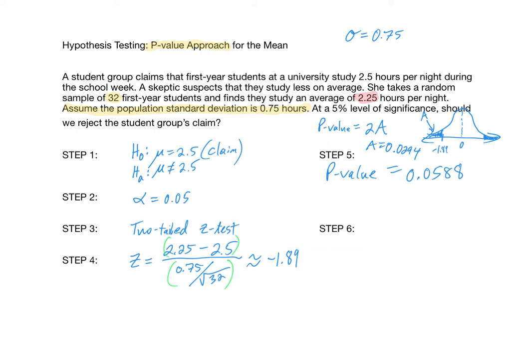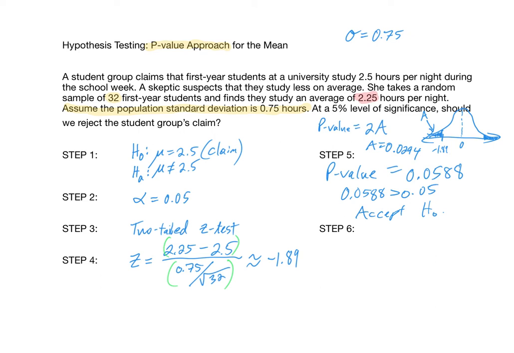Now that we have our p-value, we also, in step 5, need to either accept or reject the null hypothesis. And again, to determine that, we need to compare the p-value to the significance level alpha. If the p-value is smaller than or equal to the significance level, we want to reject the null hypothesis. But if it's bigger than the significance level, then we want to accept the null hypothesis. And in this case, 0.0588 is in fact bigger than the significance level 0.05. So we are going to accept the null hypothesis.